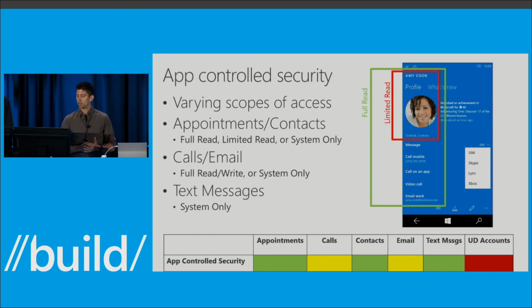For calls and email, we just have 2 categories, full read-write or system only. And for text messages, we have system only available. So again, just to repeat on these, with the color coding here, we have these available for appointments and contacts, and text messages are available with just the general capability. Text messages is actually a little bit odd though, so I should call that out here.